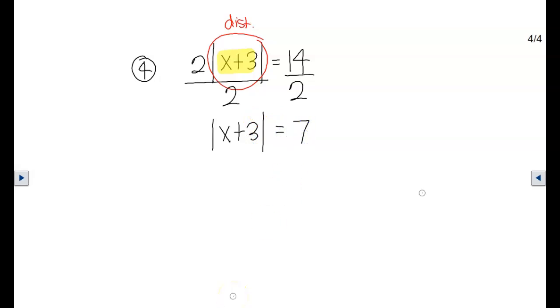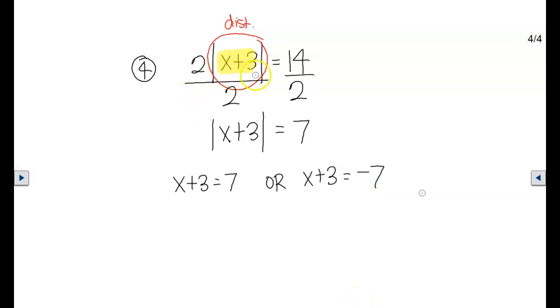So now I know my distance. My distance is 7. x plus 3 is 7 spaces away from 0. So I know that means that x plus 3 can be positive 7, or x plus 3 can be negative 7. On these problems, let me say this real quickly.